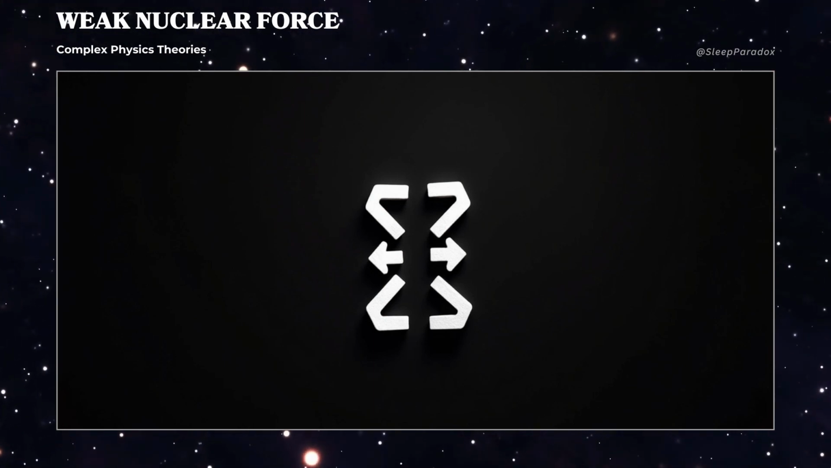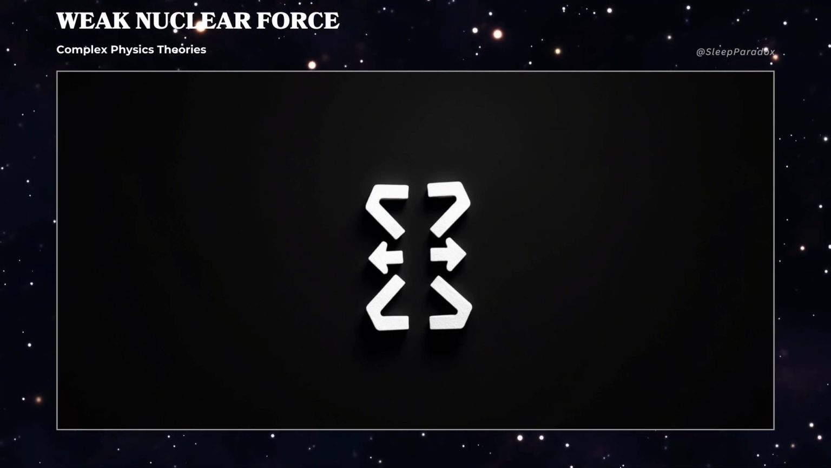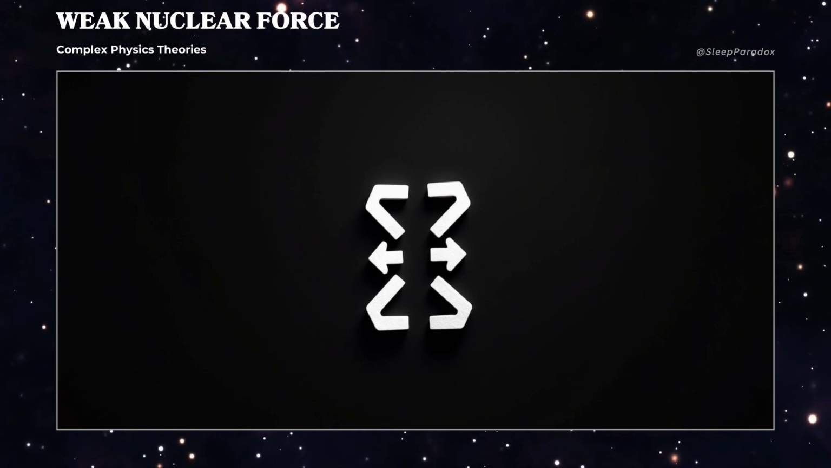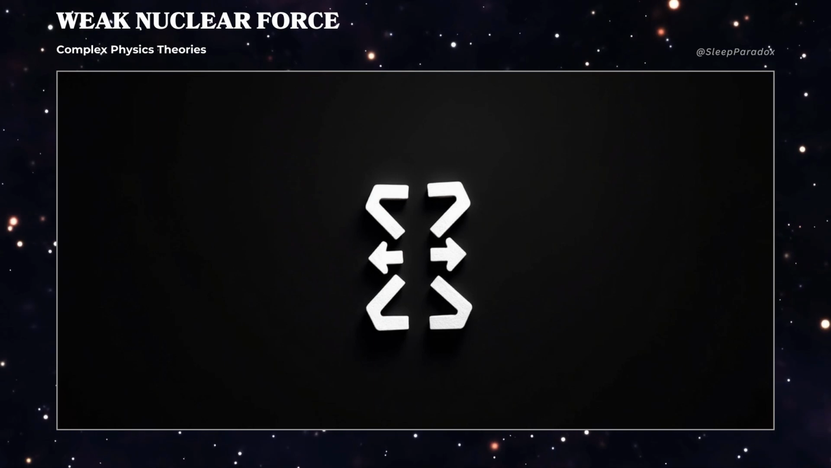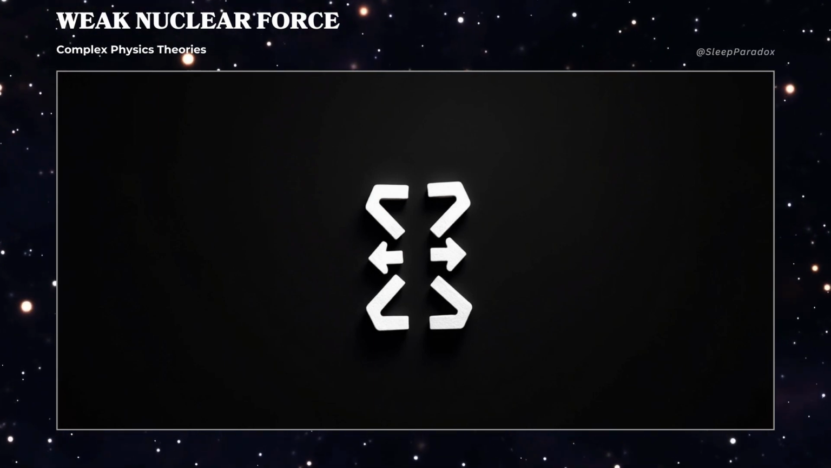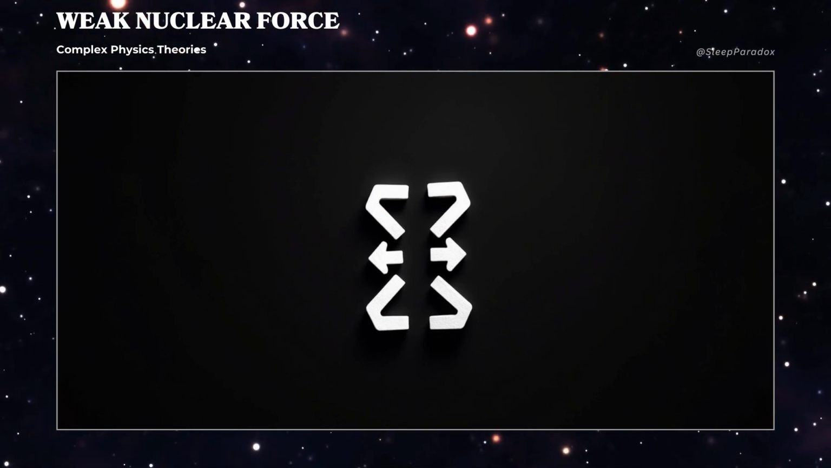The mass of the W and Z bosons is vital to the short range and overall weakness of the force. Their large mass means they can only exist for a very short time and travel only a short distance, which is why the weak force is limited in range.